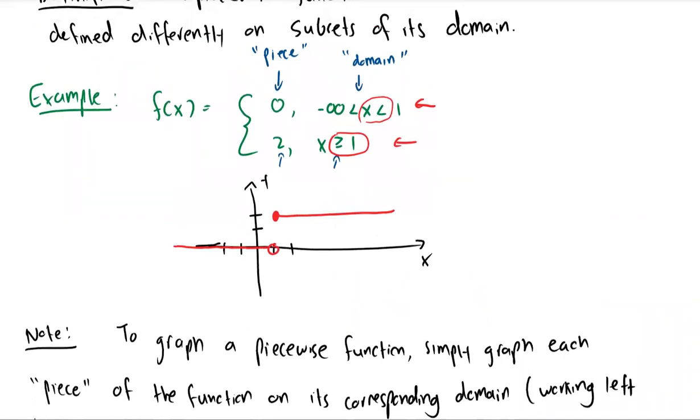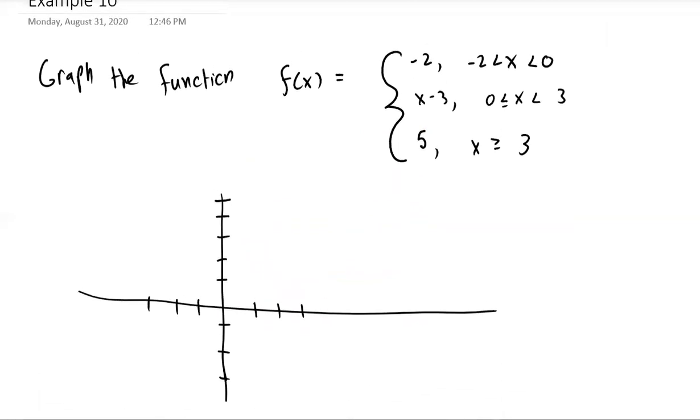And that's basically how it goes. That's basically all. So let's just do another example. Graph the function given by f of x equals, again, let's do it piece by piece. The first piece is the function defined as -2, so just a horizontal line going through y equals -2, on the domain -2 to 0, not including the endpoints.